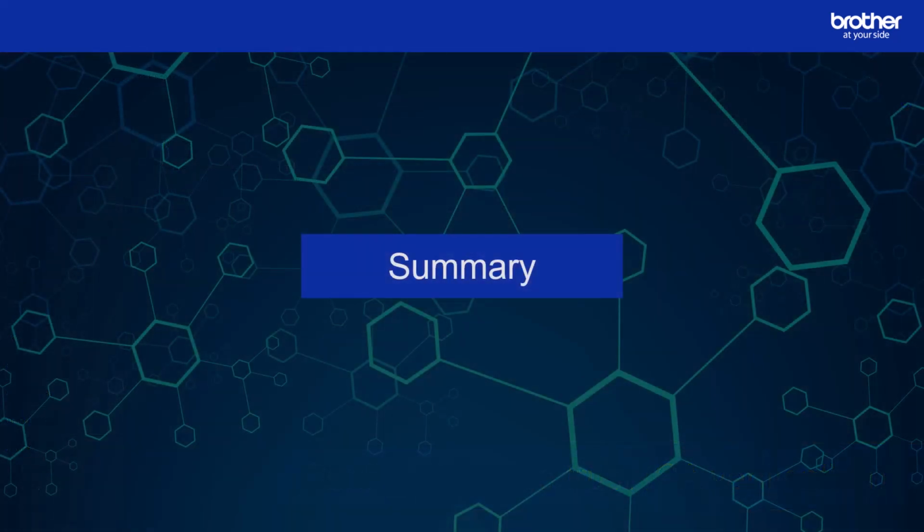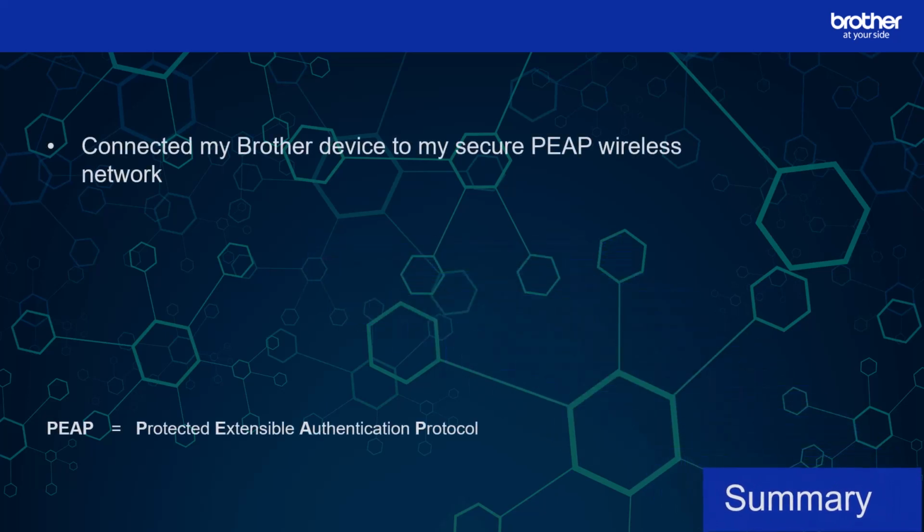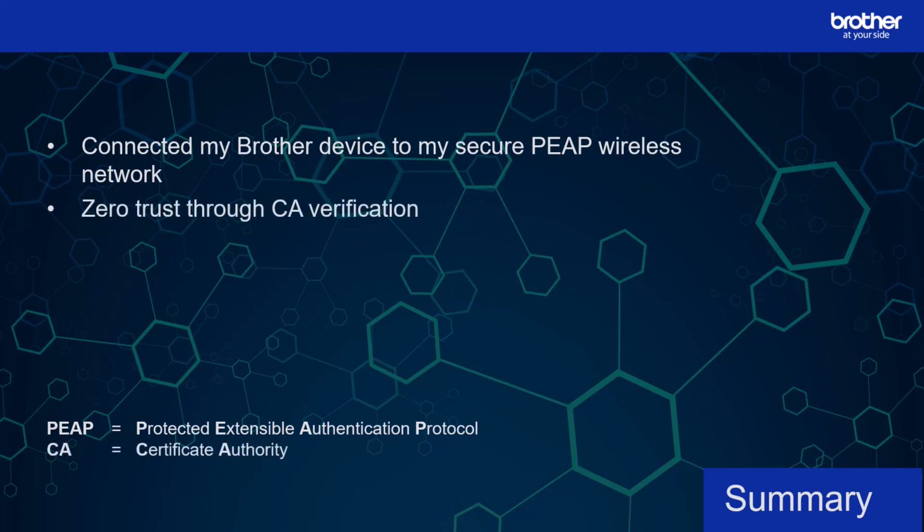I would now like to summarize. First, I connected my Brother device to my secure PEAP wireless network. I then took the security one step further by getting the Radius server to authenticate itself to the Brother device before they could establish a connection.